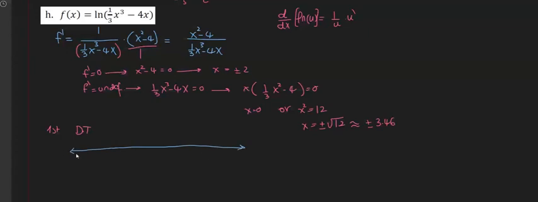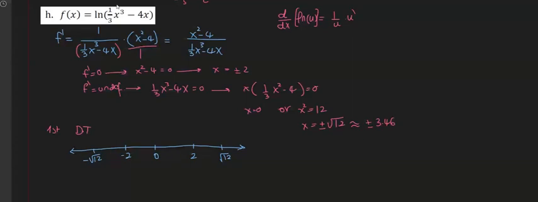Locating these points over the number line, we now have the negative 2, the positive 2, and the 0. So we have the 0 here. We have the negative 2 and the positive 2. We have the square root of 12, which is 3 point something, and the negative square root of 12.